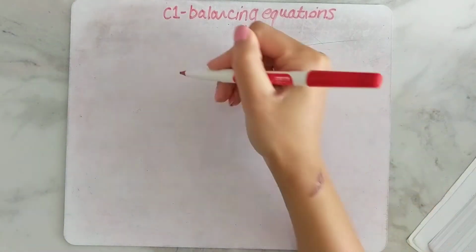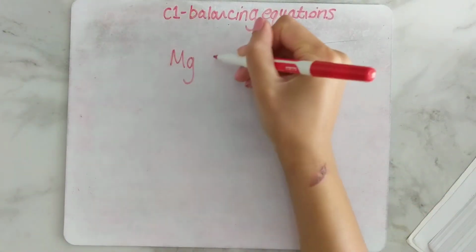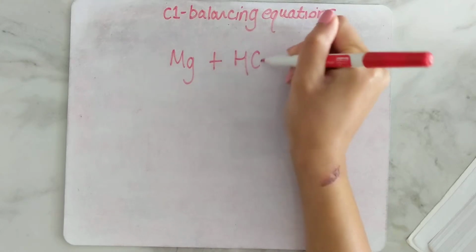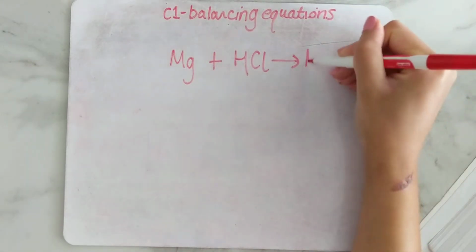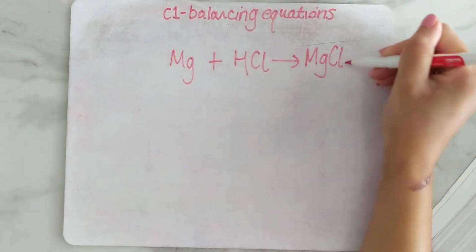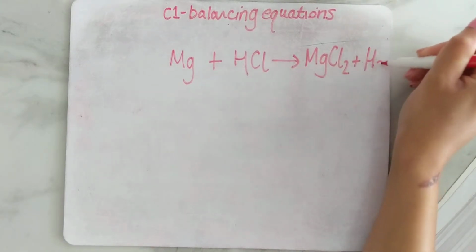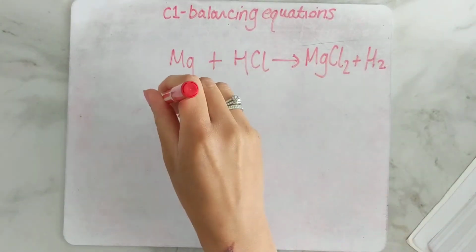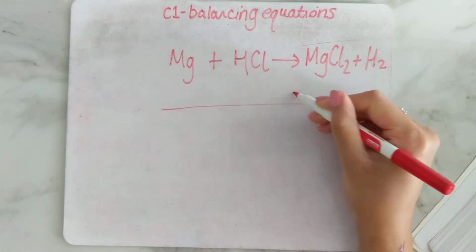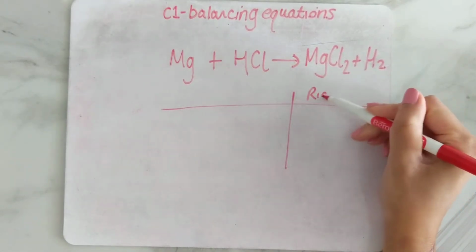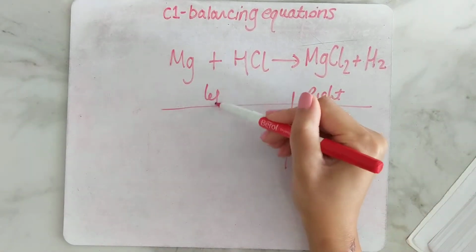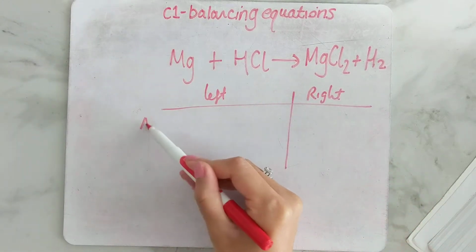Okay, let's try Mg plus HCl goes to MgCl2 plus H2. Okay, so let's draw my table again. So right hand side, left hand side, write out the elements first.